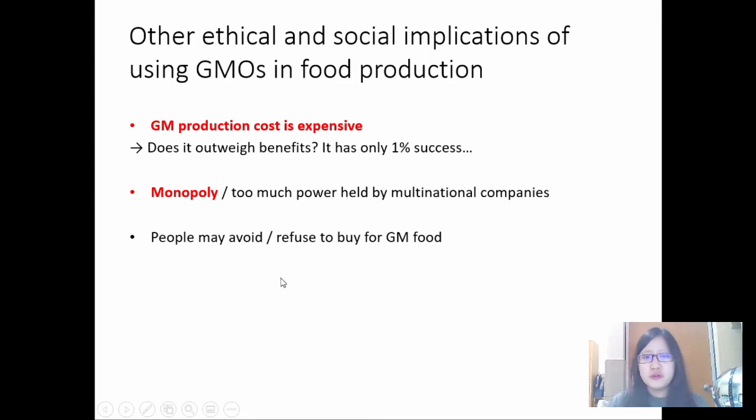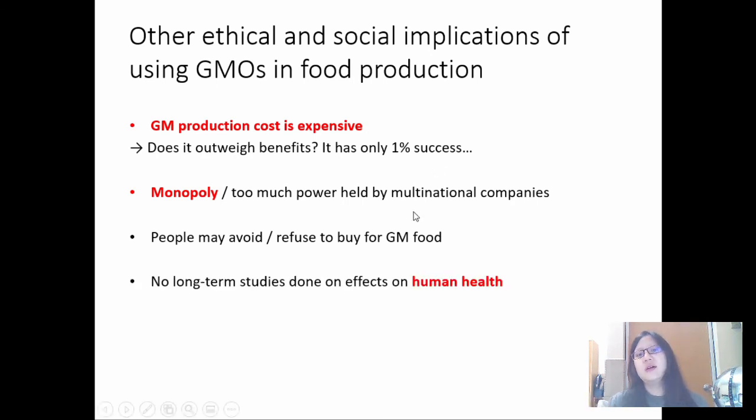People may avoid or refuse to buy GM food. This is a problem. Like in Europe, and maybe online, you see even Malaysia is starting to have a little bit of negative comments and negative feedback and negative vibes towards GM food. Mainly fear, I think, due to not understanding how GM food works as well.